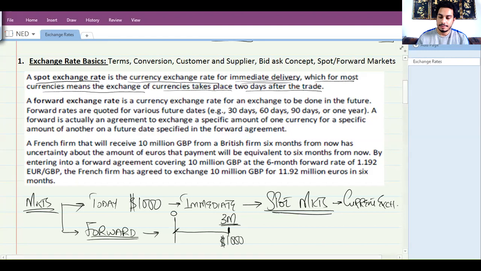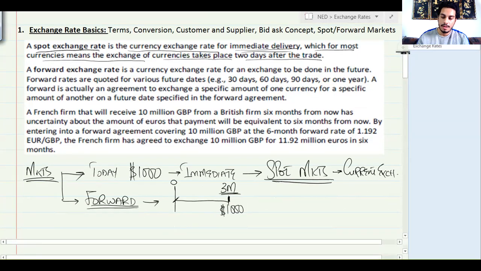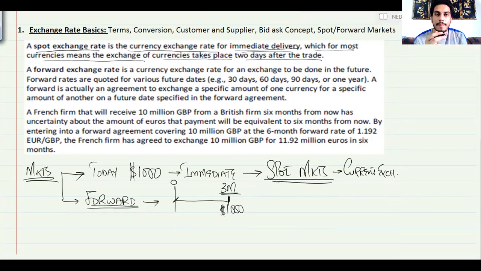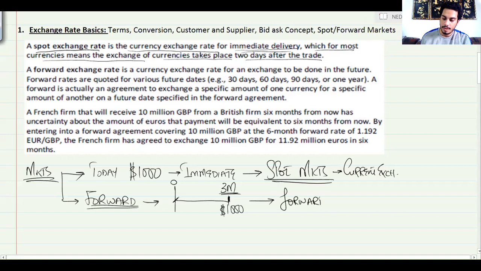Now you have to decide whether you're going to wait 3 months, or you can go into the forward market and book today a rate for after 3 months. So you can book a rate that would be implemented after 3 months, which is called a forward exchange rate.